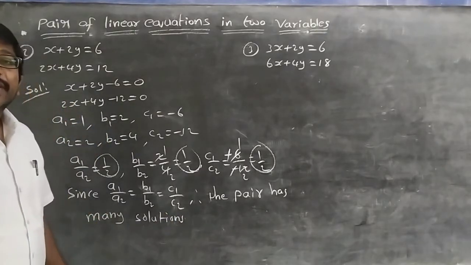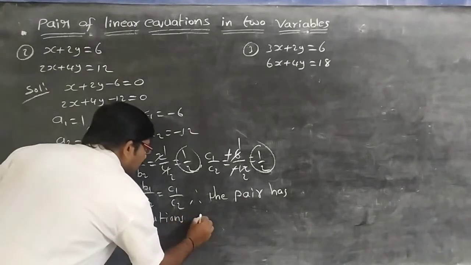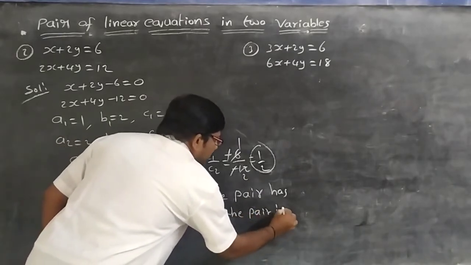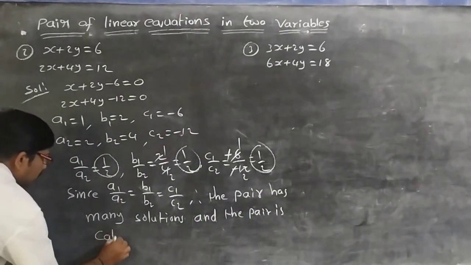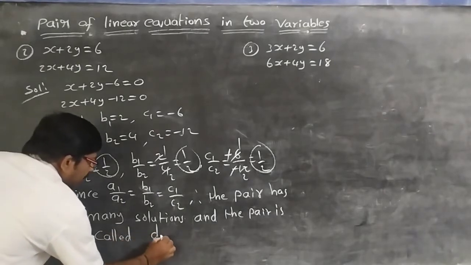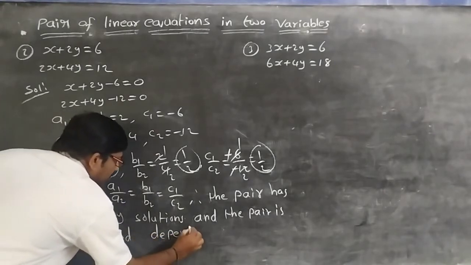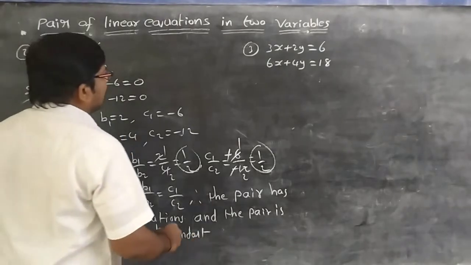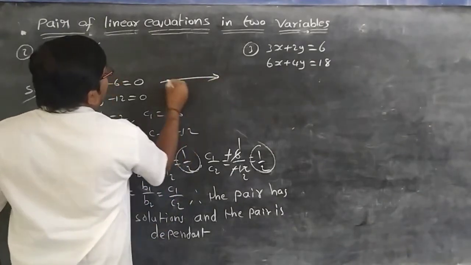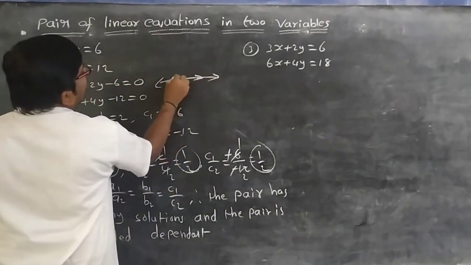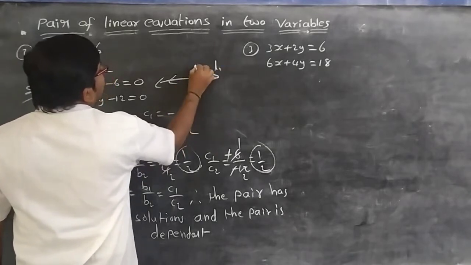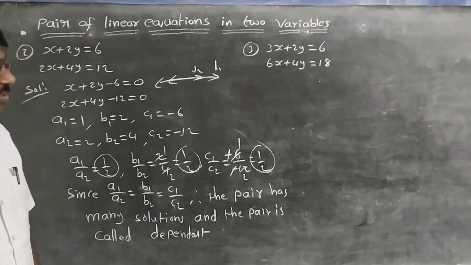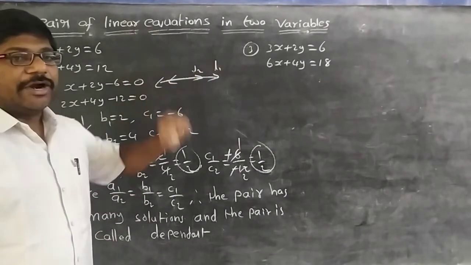In this case the pair is called dependent, right? So in this case the lines are like this, both are coincident, right? So it is line 1, it is line 2, both are coincident in this case. So according to the third condition, right? So go for the next third problem.